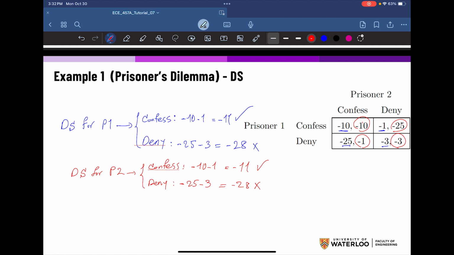Because both players have a dominant strategy here, we can express confess as the dominant strategy equilibrium.